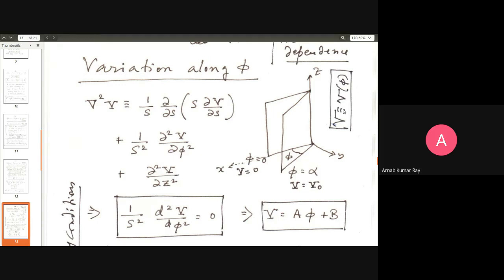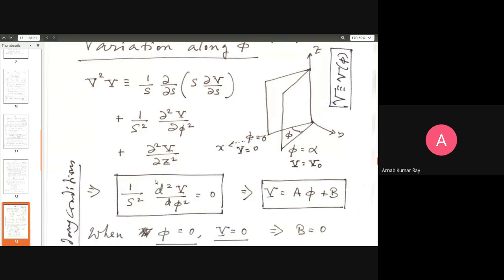Your problem is saying that V depends only on phi. If that is so, then del V del S will be equal to 0. The first thing will go away. Similarly, del 2 V del Z squared will also be equal to 0. This will also go away. And you are left with 1 upon S squared into d2V d phi squared equal to 0. Why d? Because now it's just a one variable problem. If it is a one variable problem, then it's just a simple full derivative that you write. d2V d phi squared is equal to 0.